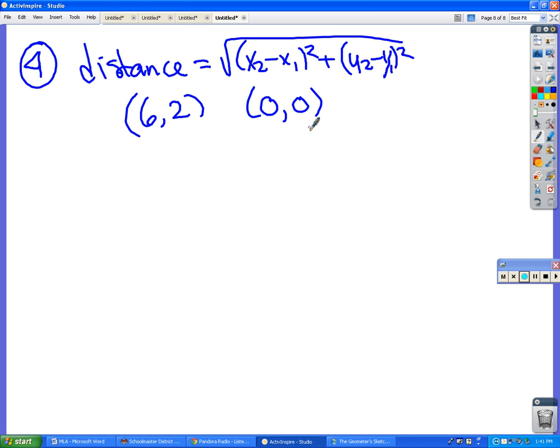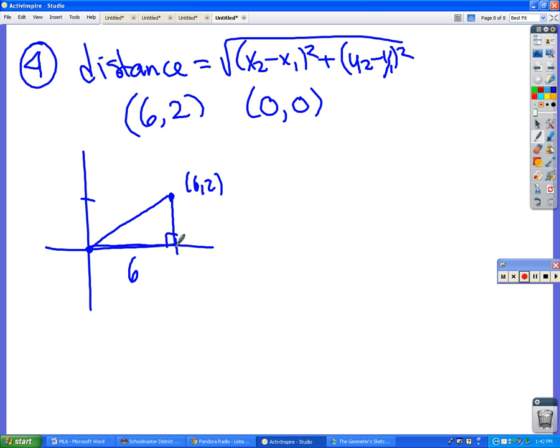Okay? And the reason this formula works is because... I want to find the distance between 0, 0 and 6, 2. What I'm doing essentially is I need to find this, so I'm making a little right triangle. What's this length right here? 6. What's this length here? 2. And so to find that, what do I do?